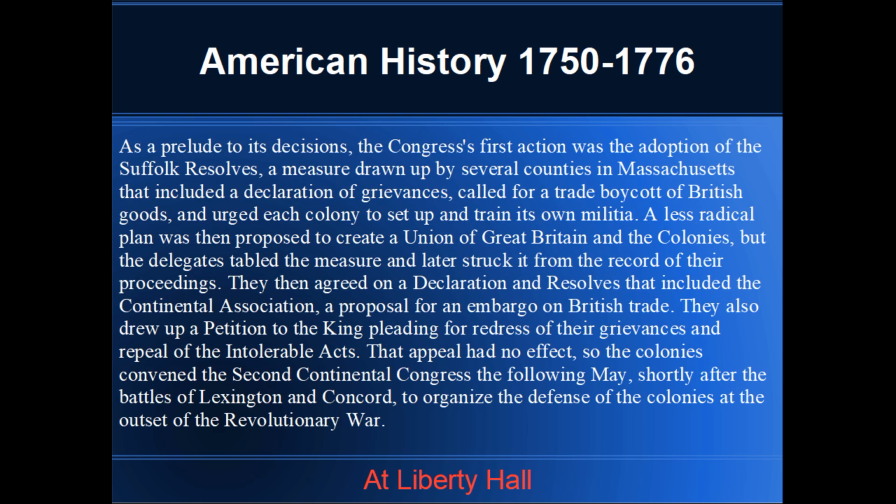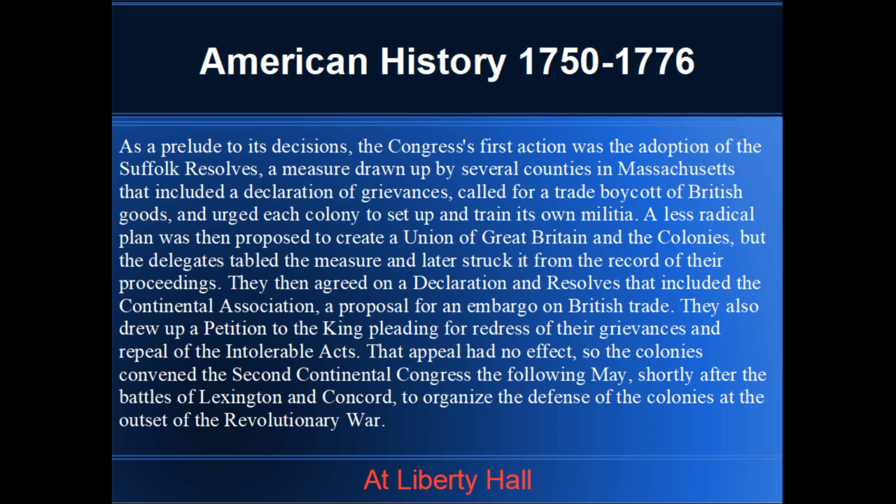As a prelude to its decisions, the Congress's first action was the adoption of the Suffolk Resolves, a measure drawn up by several counties in Massachusetts that included a declaration of grievances, called for a trade boycott of British goods, and urged each colony to set up and train its own militia.